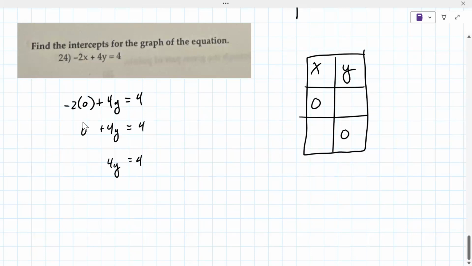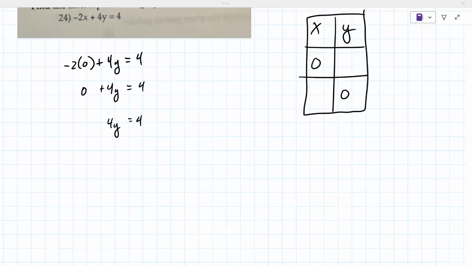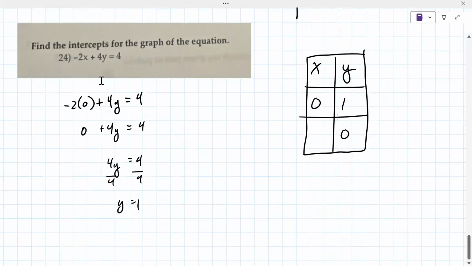Equals 4. And then you bring the 4 down. So divide. Yes. So what does y become? So y equals 1. Okay. Now do the same thing to solve for x, putting in 0 for y. So you're putting 0 in for y in this table here.